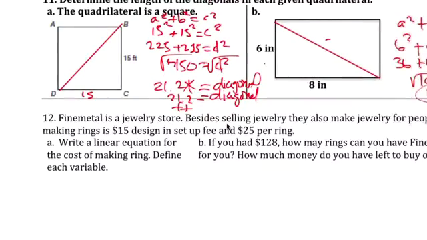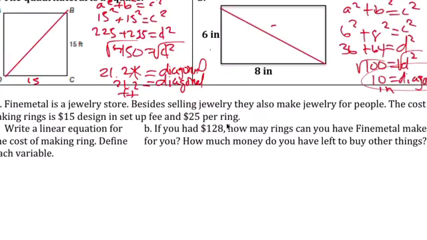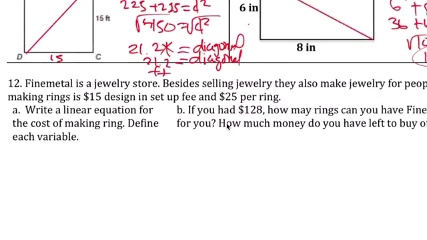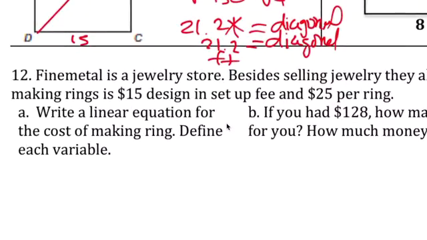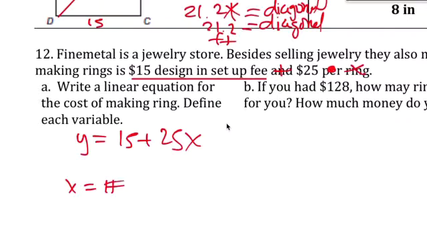Okay. Fine metal jewelry. Besides selling jewelry, they also make jewelry for people. The cost of making rings is a $15 design fee and setup fee plus $25 per ring. So y equals 15 plus 25x. X is the number of rings and y is the cost.